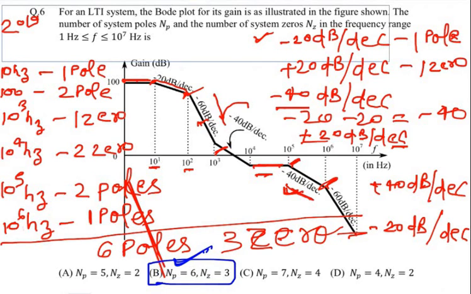So hope you got the point how to find out the poles and zeros from the Bode plot.